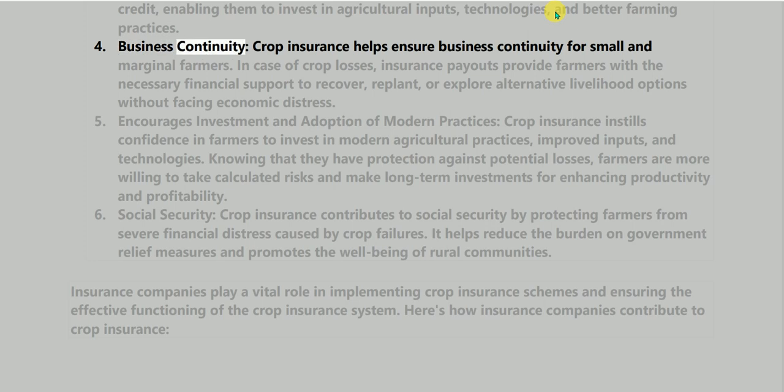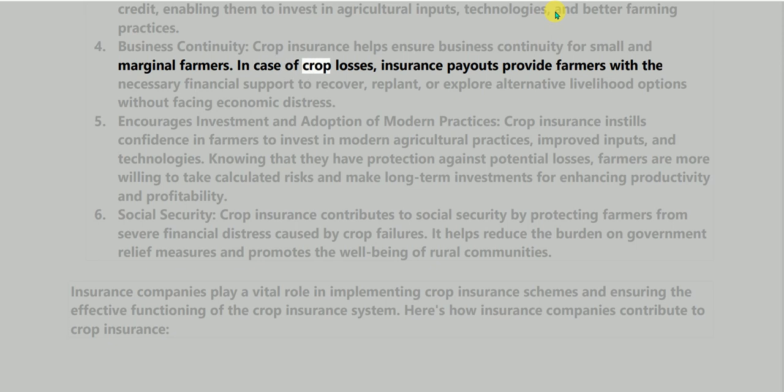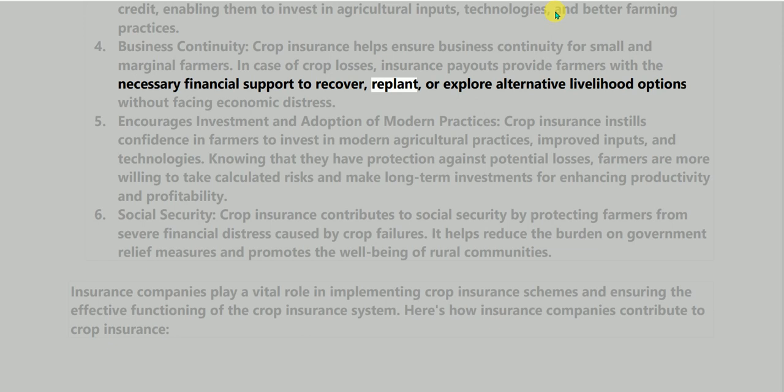4. Business continuity. Crop insurance helps ensure business continuity for small and marginal farmers. In case of crop losses, insurance payouts provide farmers with the necessary financial support to recover, replant, or explore alternative livelihood options without facing economic distress.